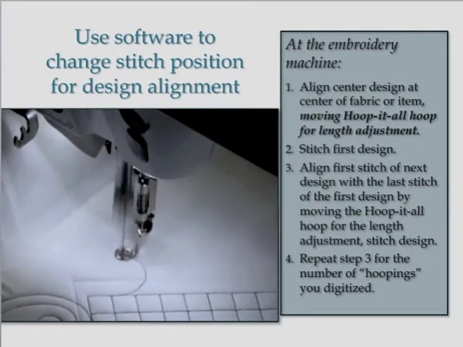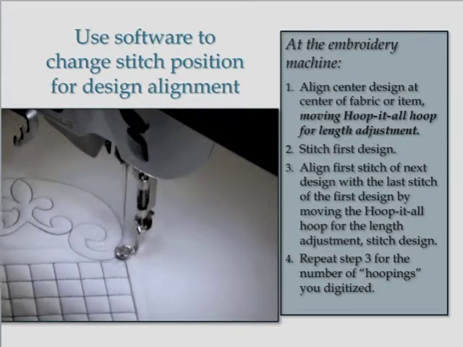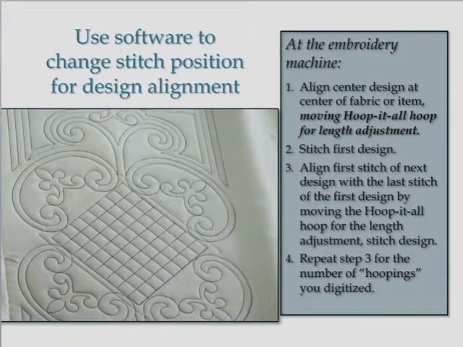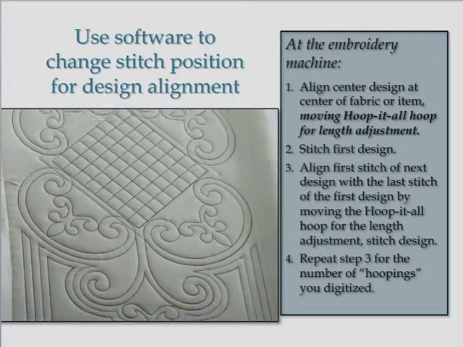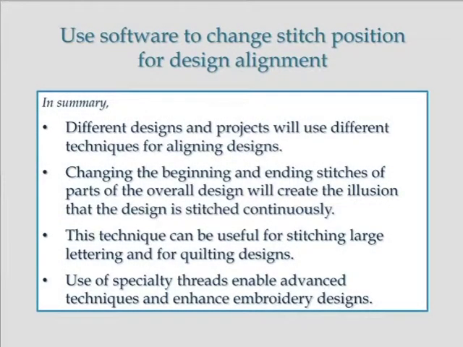Repeat the process of making lengthwise adjustments to the Hoop-It-All hoop and width adjustments with your embroidery machine for any additional hoopings. The completed design is exactly as planned, with all three hoopings perfectly aligned. Not every Hoop-It-All project lends itself to the use of the technique of altering the stitch path, but this technique can be quite helpful for designs that have embroidery objects that touch each other or have short distance from each other. Use this method for daisy chaining designs along a length of fabric or for lettering.